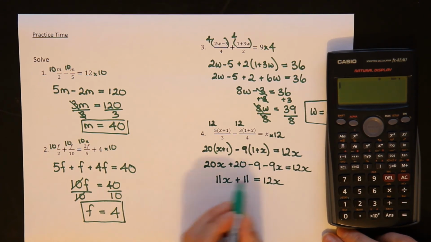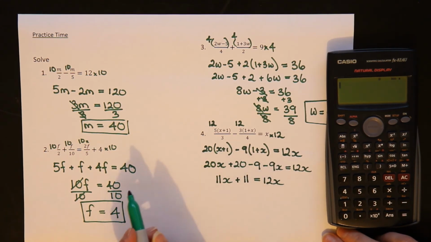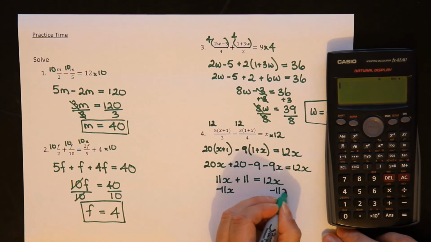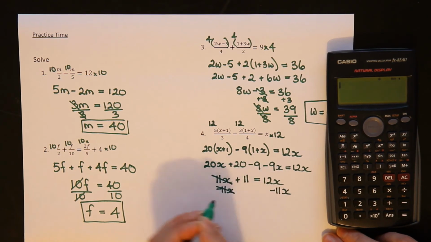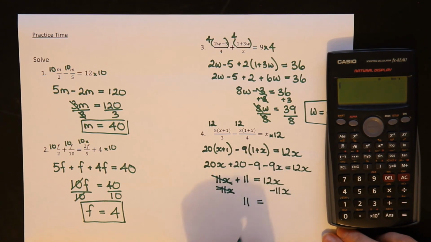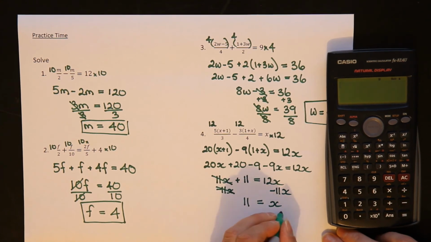Now, when we have pronumerals on both sides, the best thing to do is to move the smaller one, so 11x is smaller. Let's subtract 11x. That goes, so I have 11 left from here, and 12x minus 11x is 1x or just x, so there's my answer. x is equal to 11.